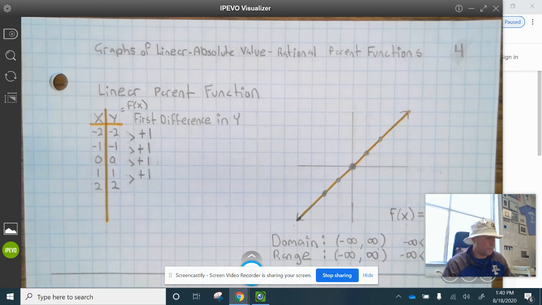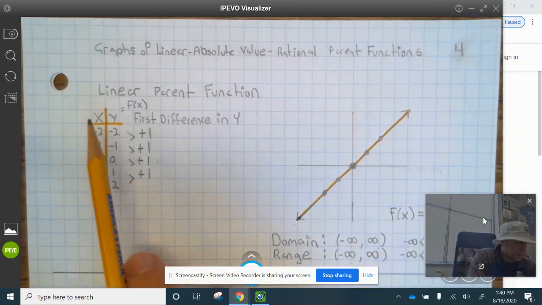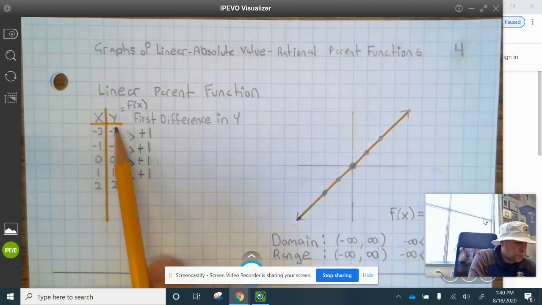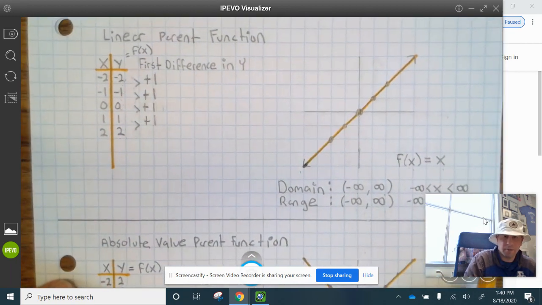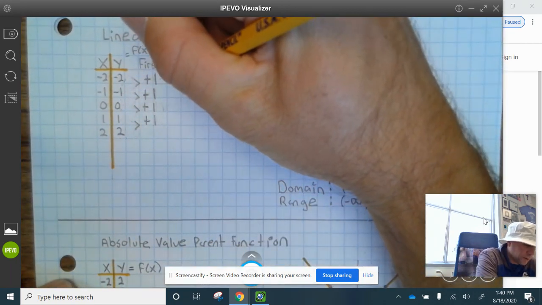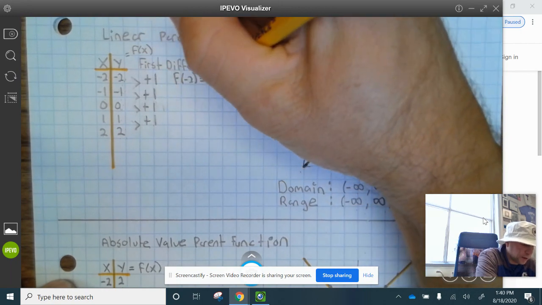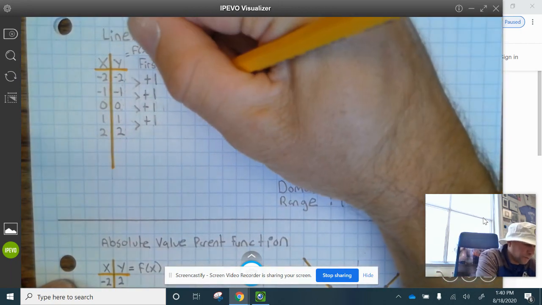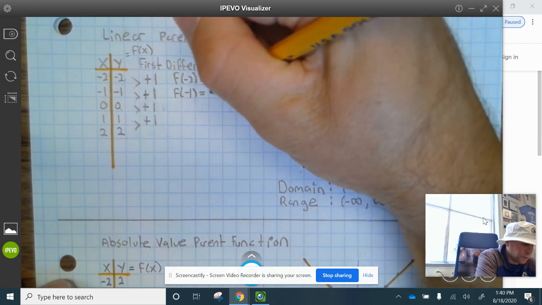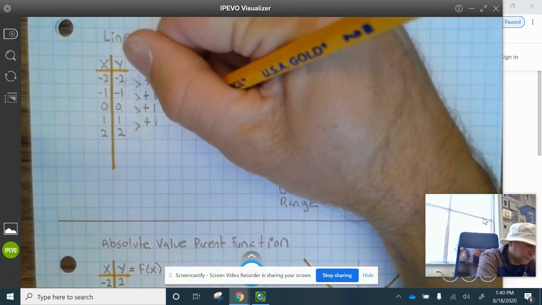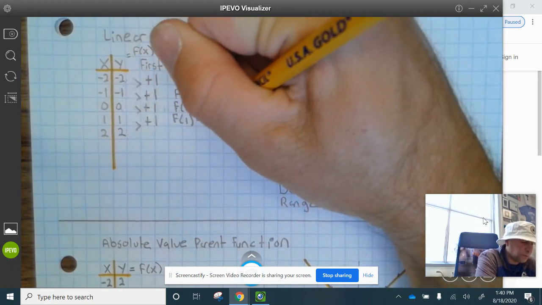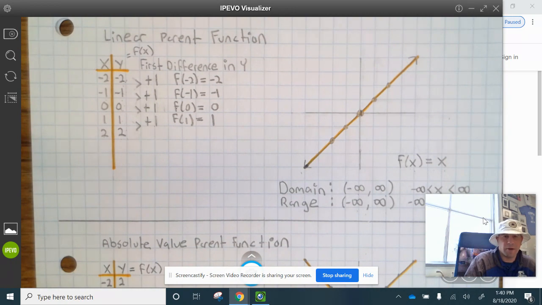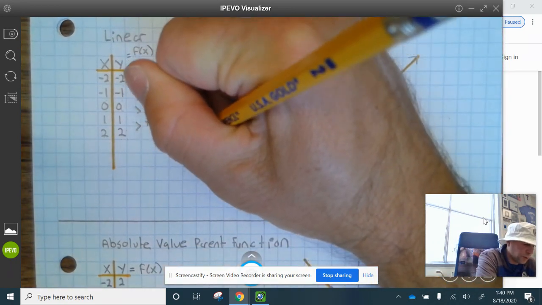When x is -2, y is -2, and the reason is because the function is f of x equals x. So when x is -2, f of -2 is -2. f of -1 equals -1, f of 0 equals 0, f of 1 equals 1. Basically, whatever you put in for x, that is what the f of x value is. So f of 2 equals 2.